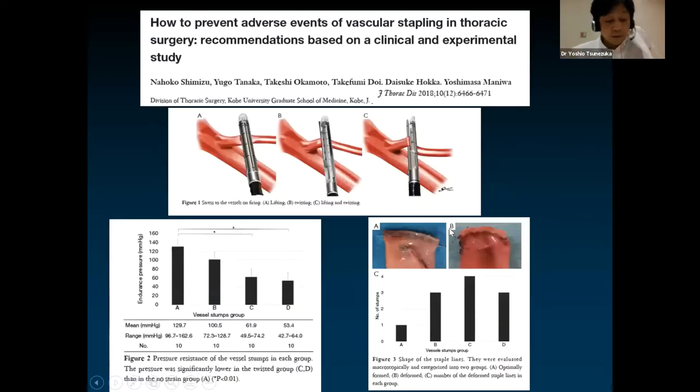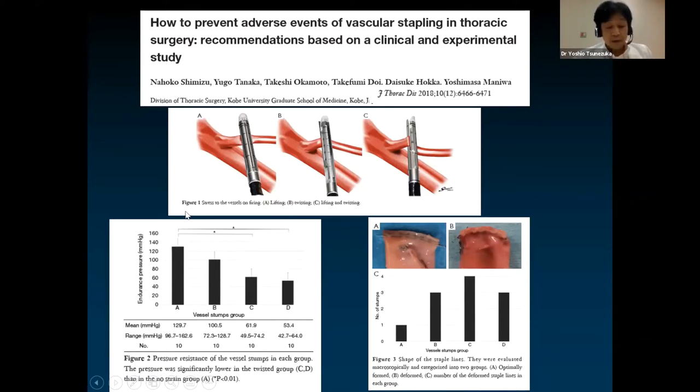I will introduce an article about the adverse events of vascular stapling. This article aims to assess the risk level of vessel stapling procedures in order to reduce such adverse events. To state the conclusion first, pulmonary vessel stapling causes stress due to twisting and lifting that decreases stump durability. Avoiding such stress when using a stapler for vessels leads to safer surgery.